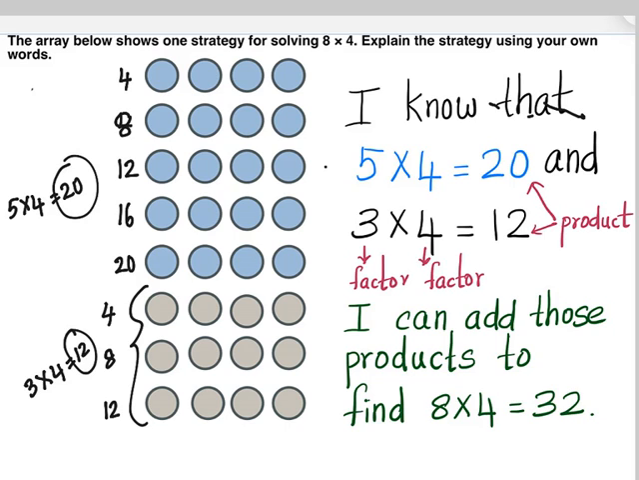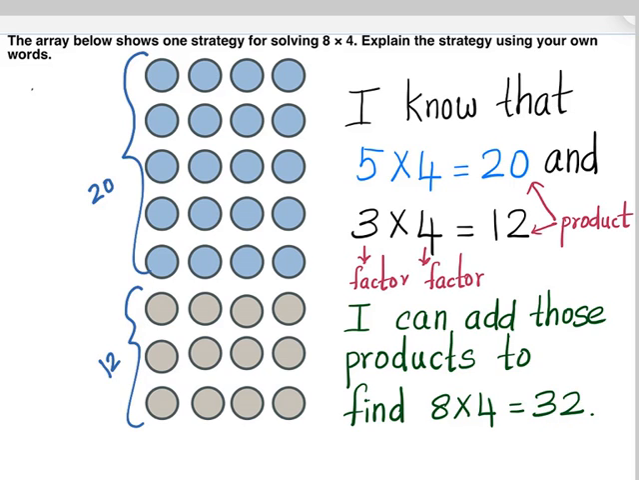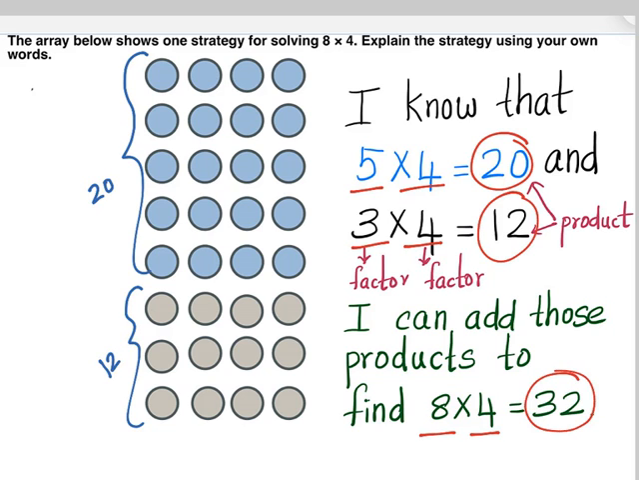So now let us add the value 20 and 12 together. 20 plus 12 will make 0 plus 2 is 2 and 2 plus 1 is 3. The value of 5 times 4 and 3 times 4, when we add them together, we get 32. So that is the same value as 8 times 4. Where 5 and 4 are factors and 3 and 4 are factors as well, whereas 20 and 12 are products. In this case, 8 and 4 are factors and 32 is a product.